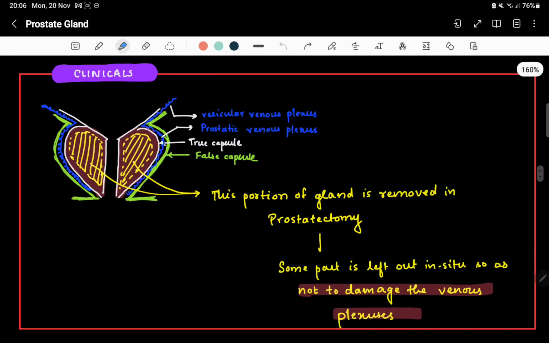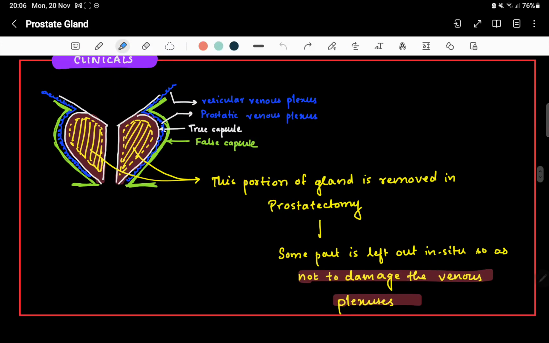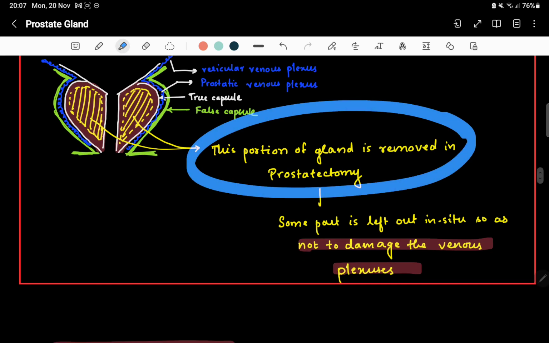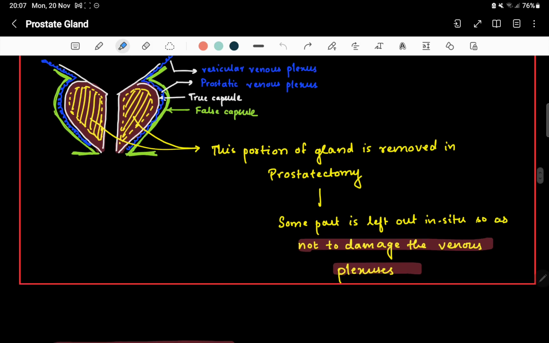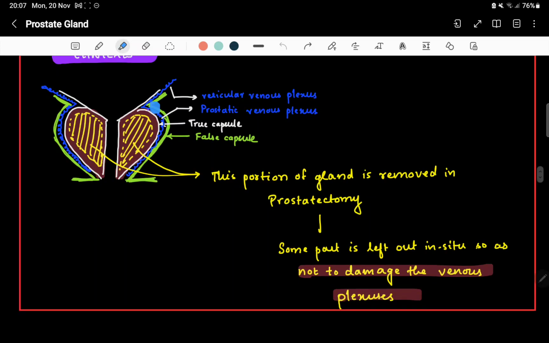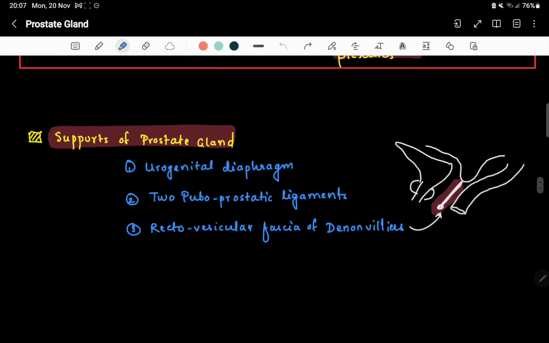From the clinicals now, if there is a prostatectomy, this portion of the gland is removed in prostatectomy. Some part is left out in situ so as to not damage the venous plexuses, because the venous plexuses are intrinsically connected to the gland. So some part is left out like this so as to not damage the venous plexuses.